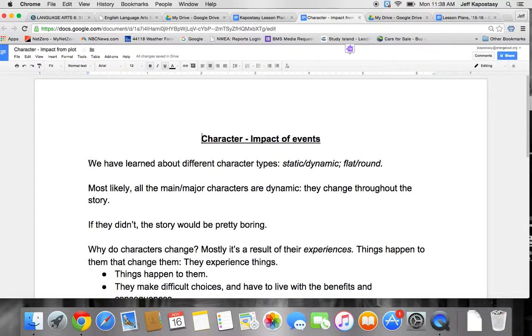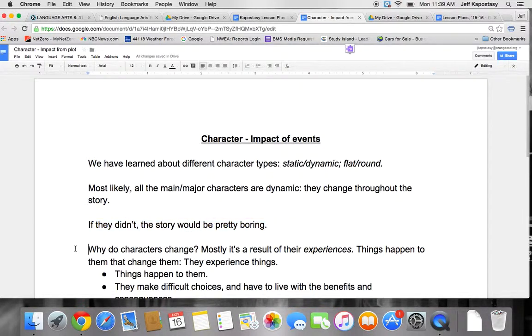Now, we've already learned about different character types: static, dynamic, flat, and round. Well, most likely your main character is going to be a dynamic character. They change throughout the course of the story. Sometimes you'll have a major character, or even a main character occasionally, that doesn't change, but most of the time you're going to see that the character makes some sort of change. There's a variety of different ways that they can change. And if they didn't, what a snooze fest. What a boring story if your character stayed the same the whole time.